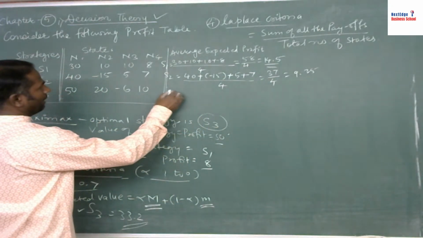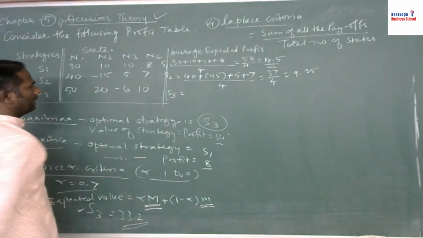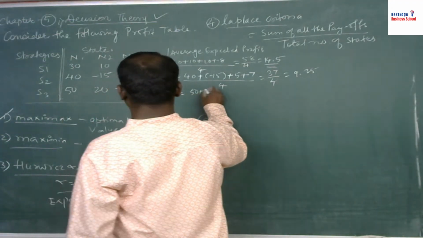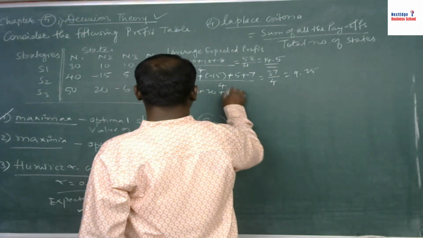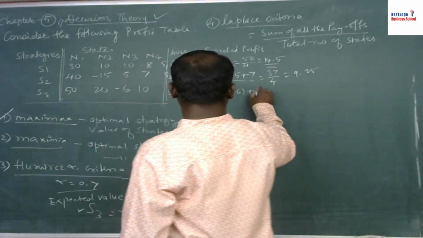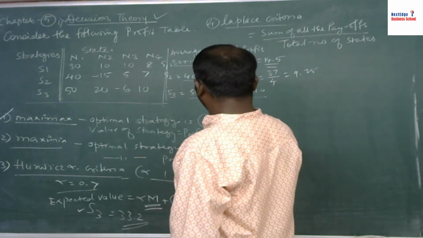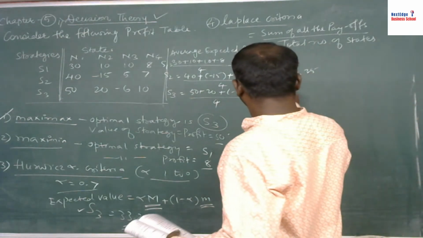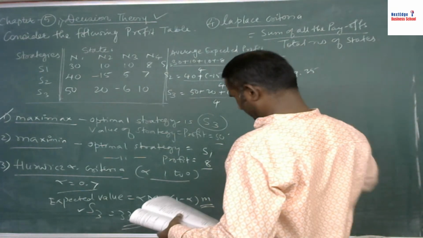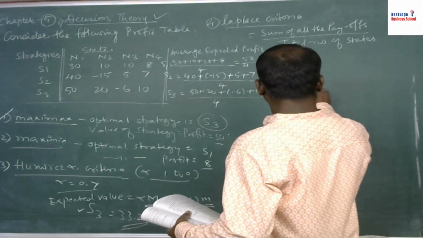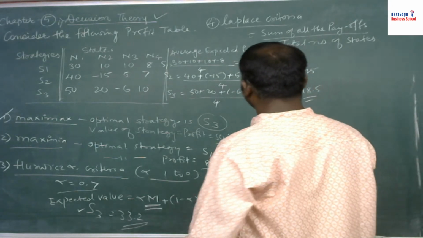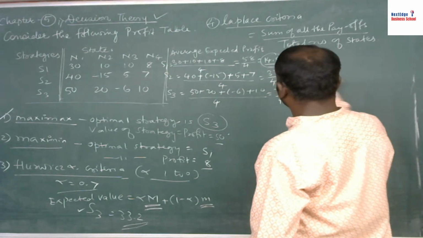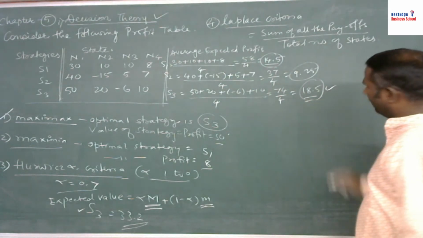And for S3 you can calculate, S3 कितना आ गया देखो, 50 plus 20 plus minus 6 plus 10 divided by 4, कितना आएगा ये, for S3 it is like 74 by 4, so 18.5. So now tell me which one is the maximum, 14.5 ये के और एक, so now from the given table I can see 18.5 is the maximum.